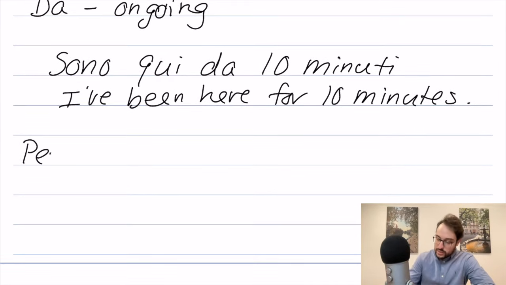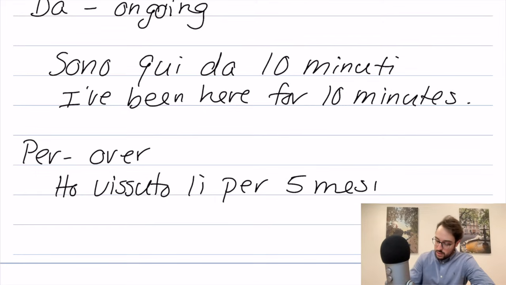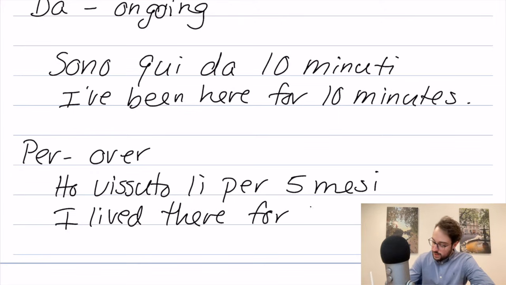Per is when it's over. So I could say, ho vissuto lì per 5 mesi. I lived there for 5 months.